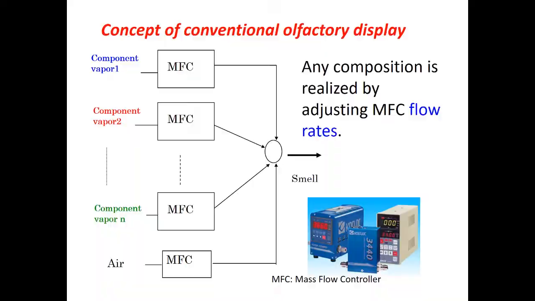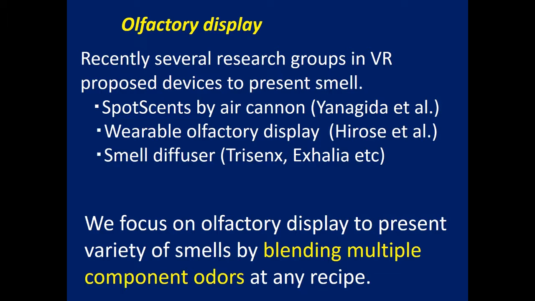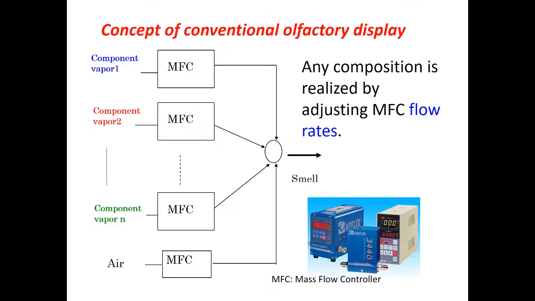And as I told you, this is an olfactory display to blend multiple odor components. One method is to use a mass flow controller. MFC is a mass flow controller, and several components are prepared and mixed together. The MFC adjusts the flow rate. For example, this component is 10 milliliter per minute, this component 90 milliliter per minute. So the relative concentration of component vapor 1 is 10%, and component vapor 2 is 90%. A mass flow controller can precisely control the flow rate. And this is a big photo of the mass flow controller.